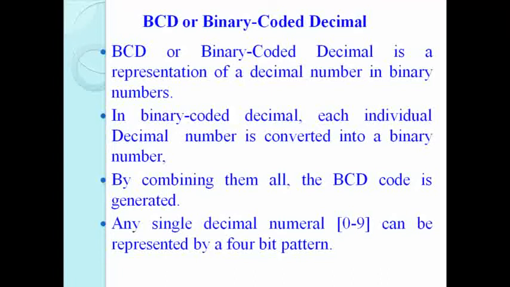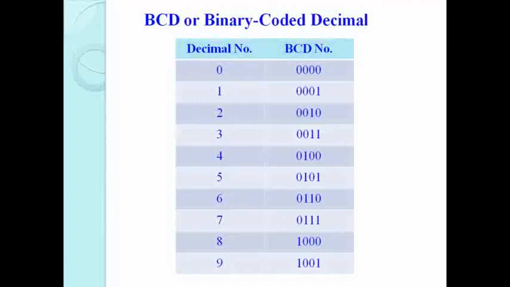Advantages of a BCD code: it is very similar to the decimal number. We need to remember the binary equivalent of the decimal digits 0 to 9 only. Now these are the BCD codes of the equivalent decimal numbers. So 0 and its equivalent BCD is 0, 0, 0, 0. For 3, the equivalent BCD is 0, 0, 1, 1. For 6, 0, 1, 1, 0. 8 is 1, 0, 0, 0. And 9 is 1, 0, 0, 1.